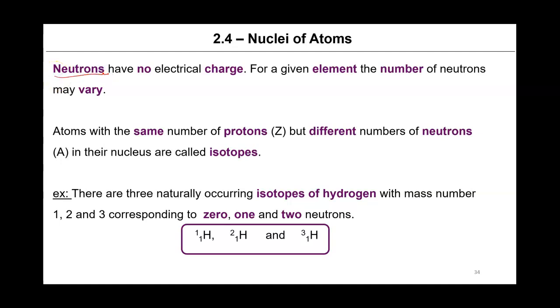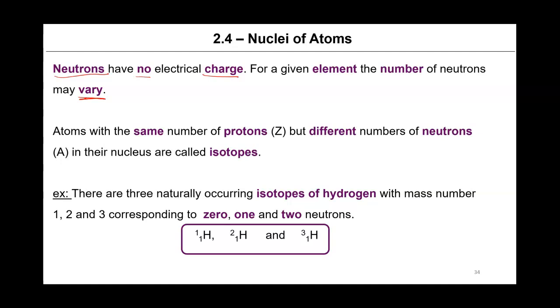So neutrons, as we pointed out earlier, have no electrical charge. And for a given element, the number of neutrons might vary. This is a modification of what Dalton was saying, where he said every atom of a given type has exactly the same composition. We're saying, well, they have the same protons, they have the same electrons, but they might have different neutrons.